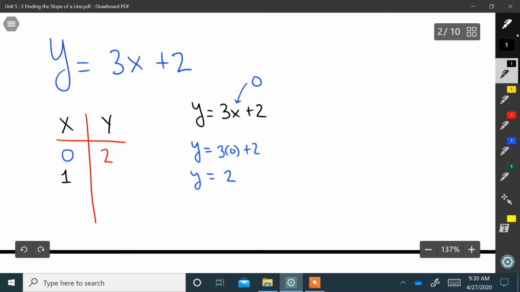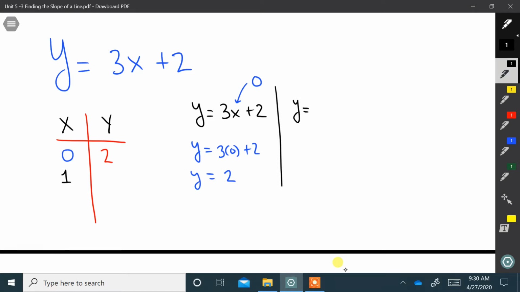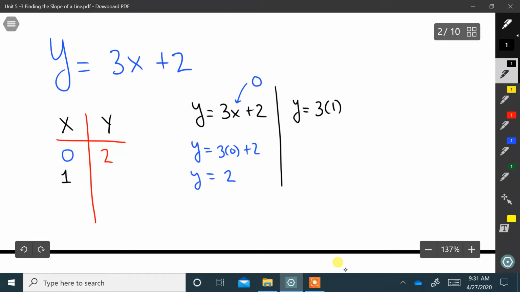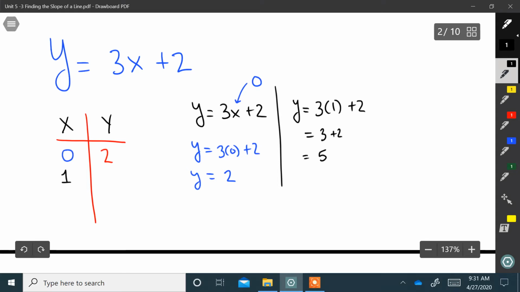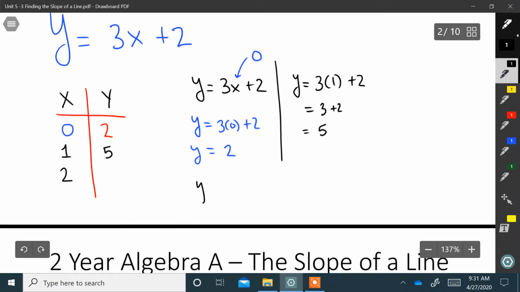What if x is 1? Well, if x is 1, then let's see what we get for y. We get 3 times 1 is 3, plus 2 is going to be 5. So when x is 1, y is going to be 5. Let's try another number. What happens when x is equal to 2? This is what I will get. I'll get 6 there, and then I finally get 8 there.